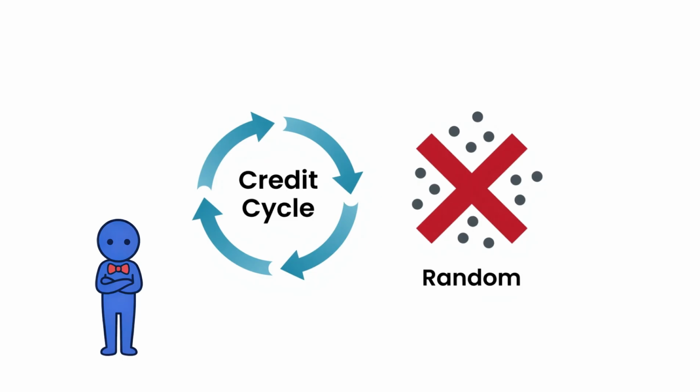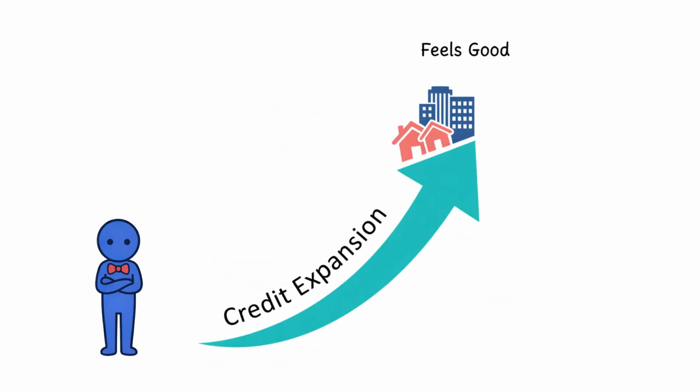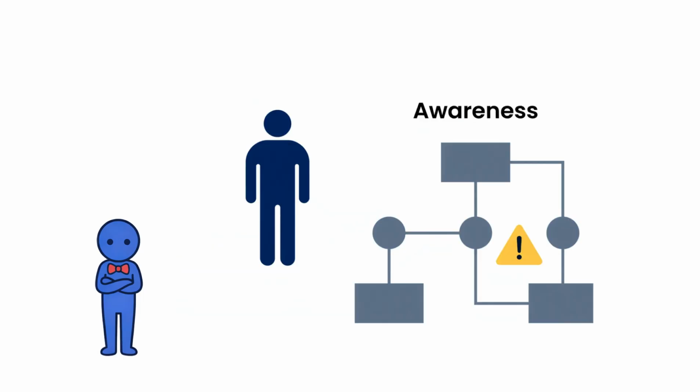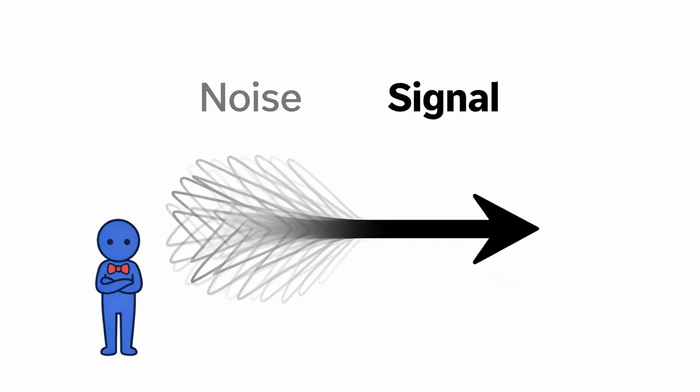Third, understand credit cycles as structural phenomena, not random events. When credit expands broadly, the conditions feel good for reasons that have nothing to do with wisdom or discipline. When credit contracts, the conditions feel painful for reasons that are equally structural. Systems level awareness does not remove the risk, but it does replace noise with signal.